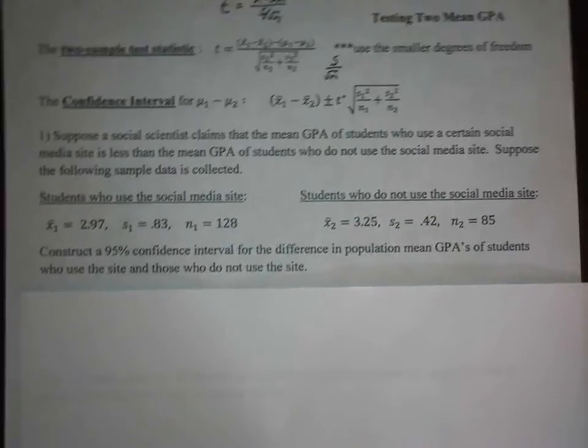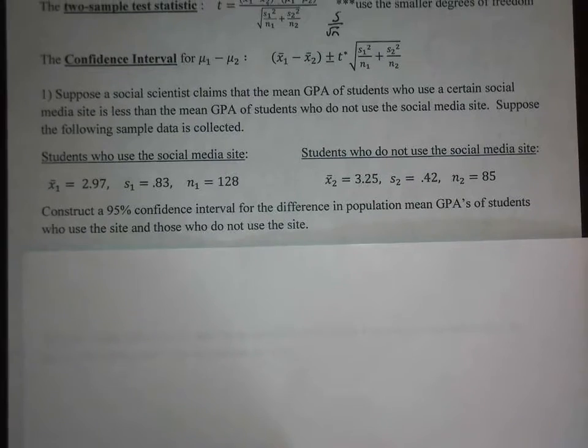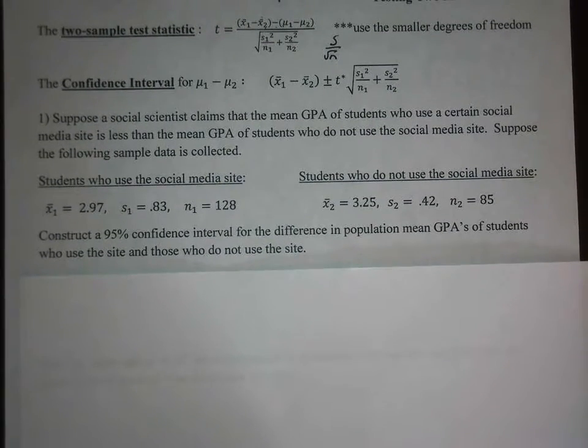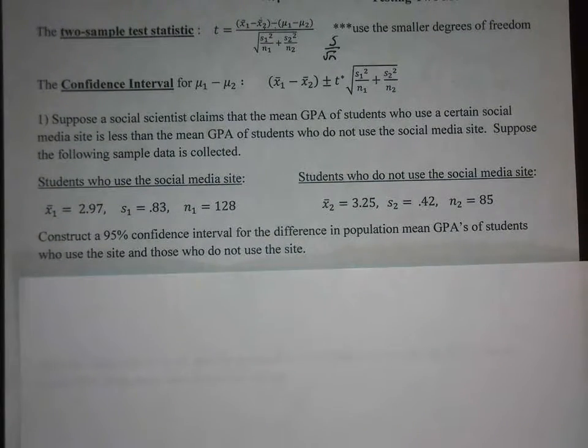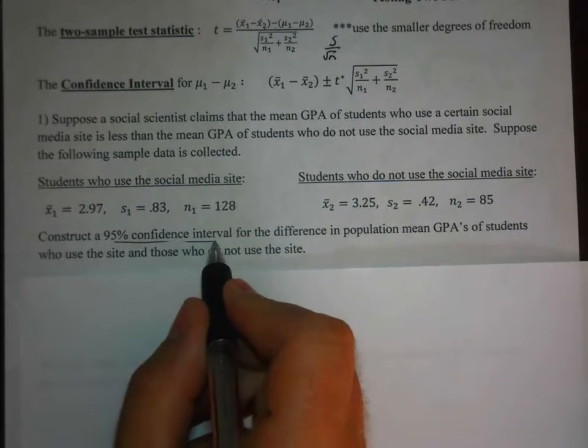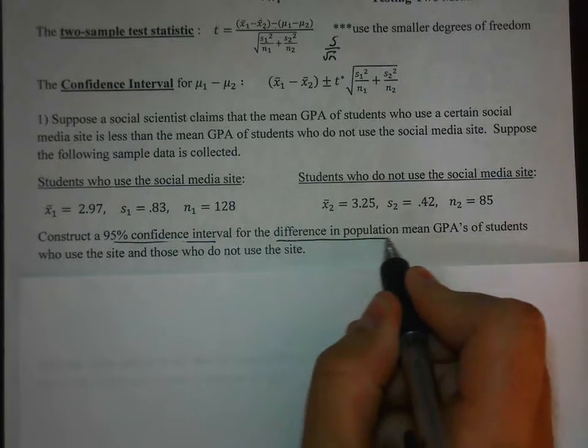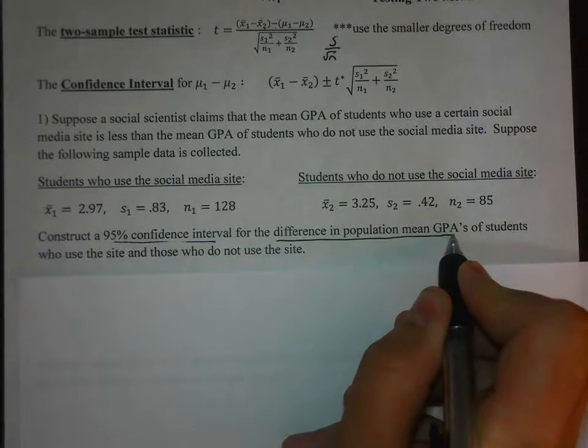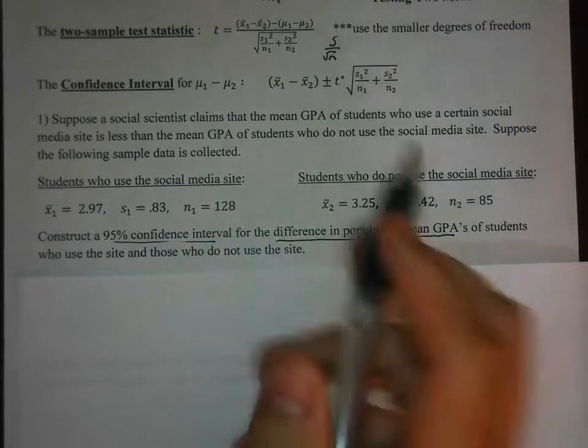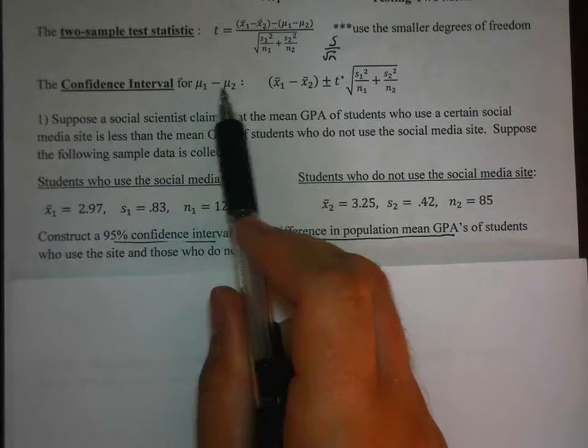To construct a 95% confidence interval for the difference in population mean GPAs of students who use the site and those who don't use the site, we have to look at what it's asking us to do, because now we're adding on to the one sample confidence intervals and hypothesis test. So now we have to pay more attention to what we are constructing a confidence interval for. It's the difference in population mean GPAs. So the difference in population means is mu1 minus mu2.